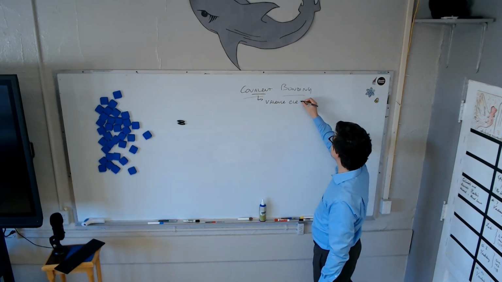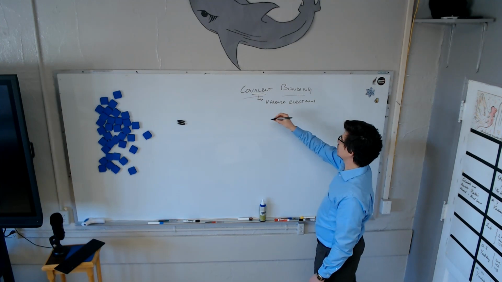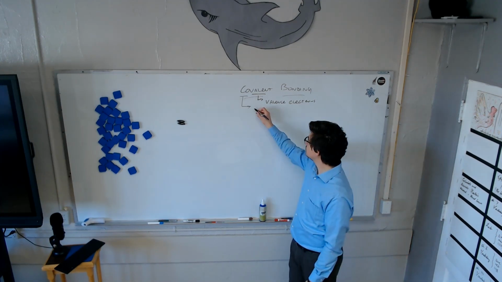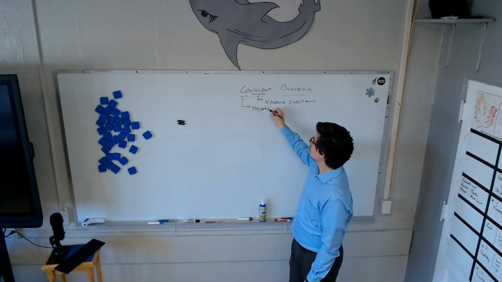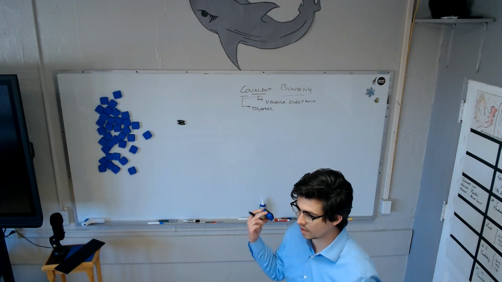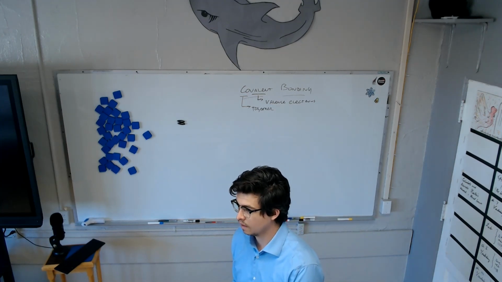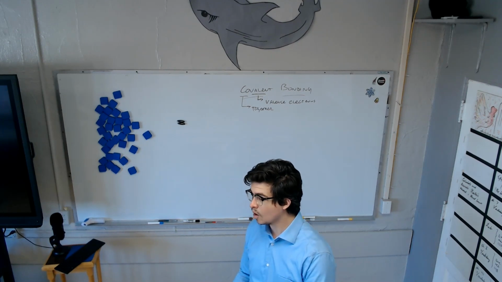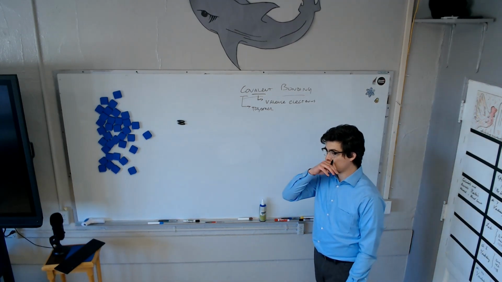Valence electrons. And of course co meaning what? What does co mean when it's in a word like this? Together. Together valence electrons. Yeah, so right, the syntax is wrong, but basically as opposed to what other kind of bonding? What are the two kinds of bonding? Ionic and metallic.